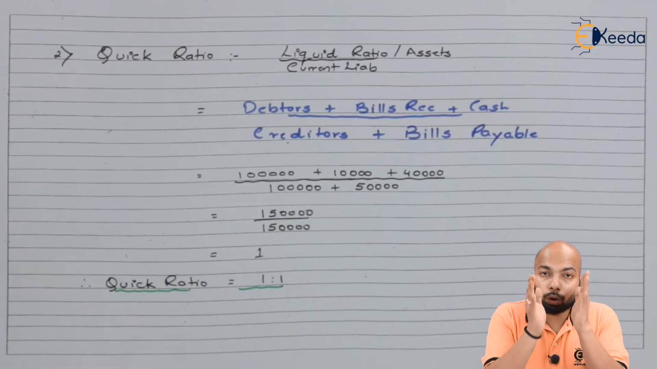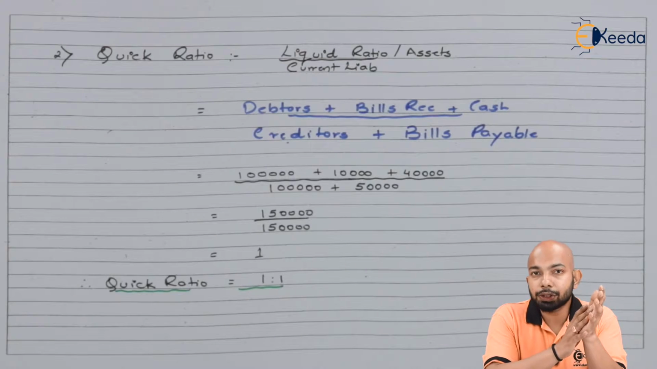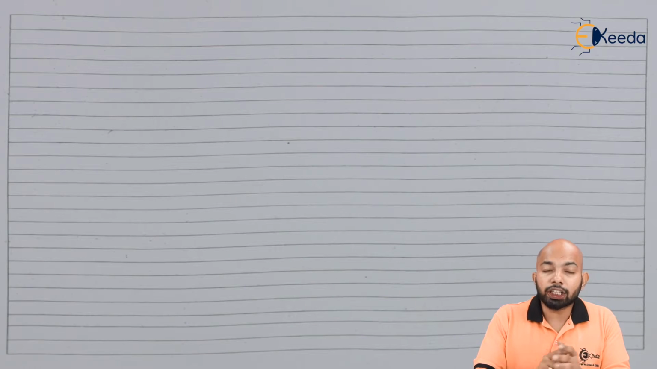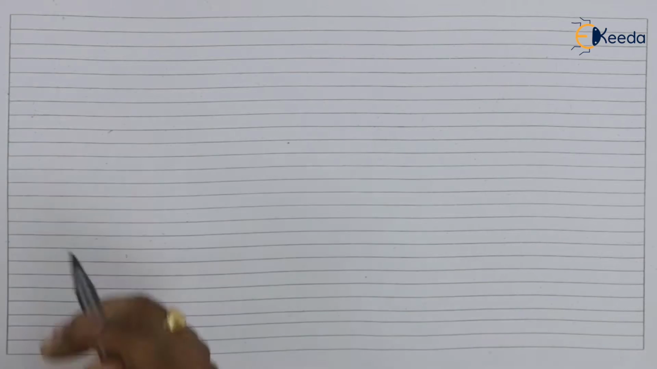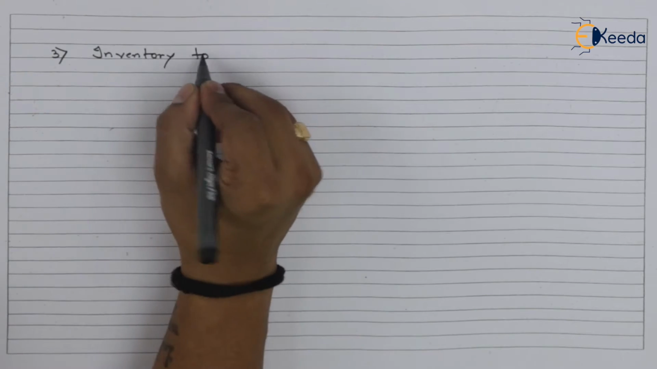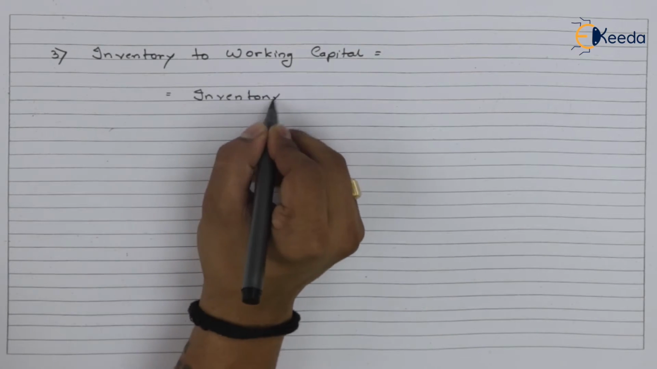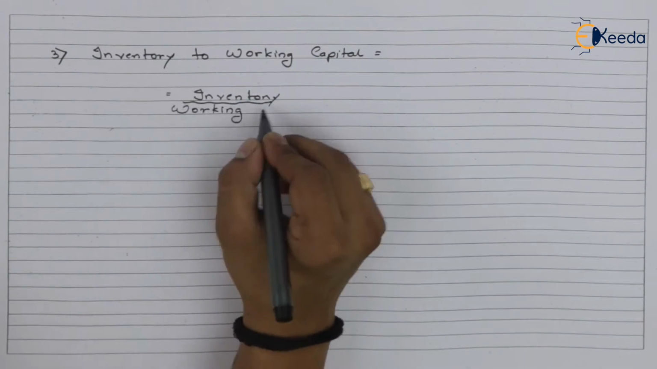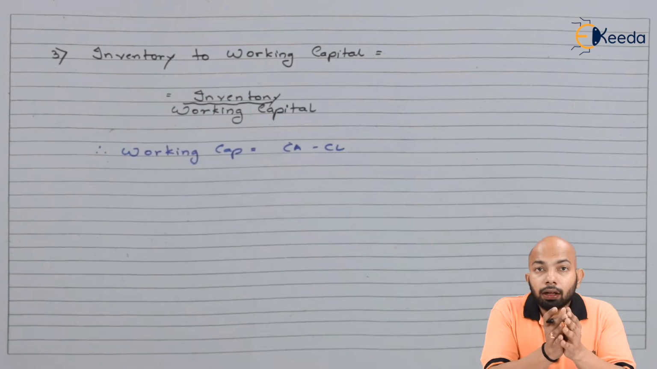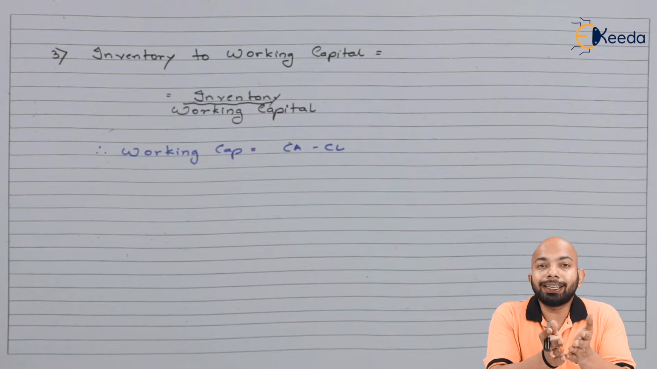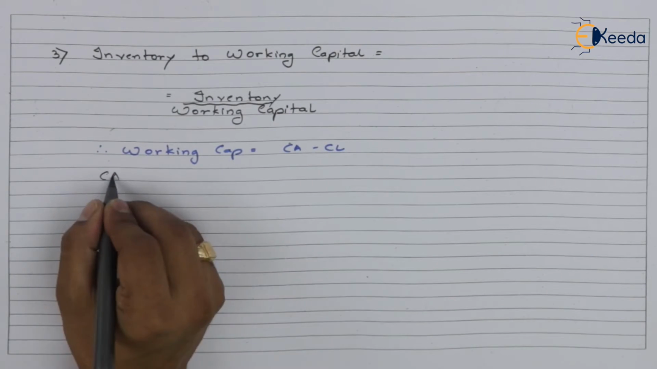Now let's figure out what we have under inventory to working capital, that is the stock to working capital ratio. To figure out the working capital, the formula is current assets minus current liabilities. Let's do that.